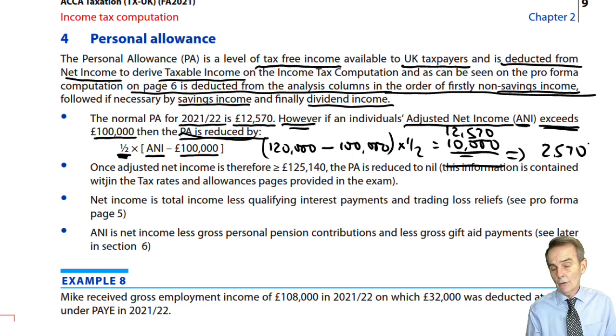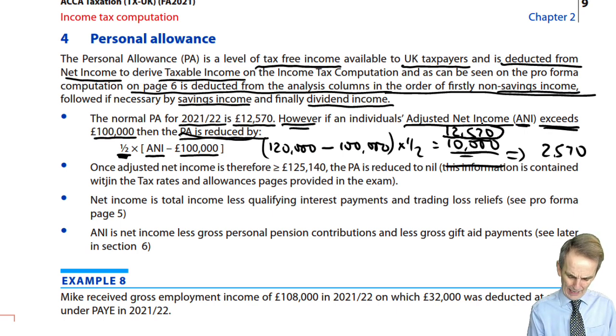So it's a simple enough calculation. Should whatever adjusted net income might be exceed the £100,000 income limit, then we reduce that personal allowance by £1 for every £2 in excess of that income limit. Now, of course, here we had adjusted net income of 120, but there will come a point at which the deduction itself is equal to or more than the level of £12,570 of personal allowance.